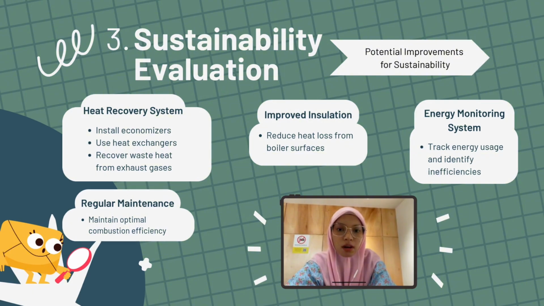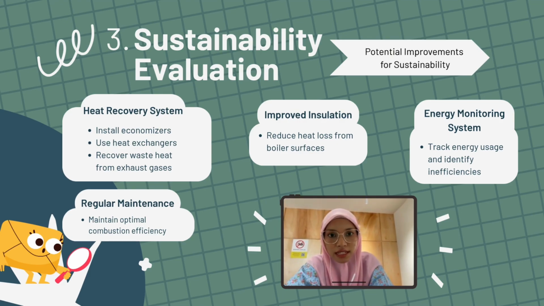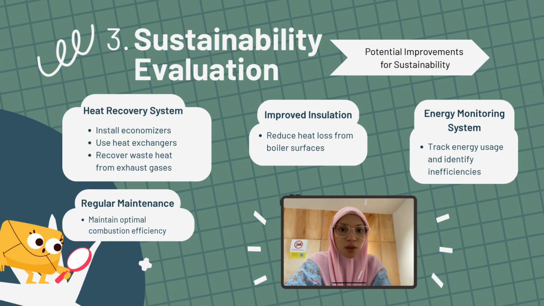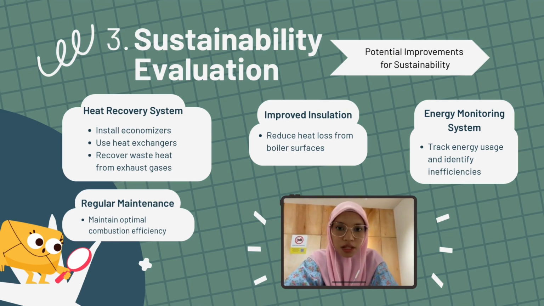Now I'm going to talk about potential improvements for sustainability. For heat recovery systems, we can install an economizer, use a heat exchanger, or recover waste heat from exhaust gases. We can also improve insulation to reduce heat loss from boiler surfaces. Regular maintenance is useful too, to maintain optimal combustion efficiency. And lastly, an energy monitoring system, with which we can track energy usage and identify inefficiencies.